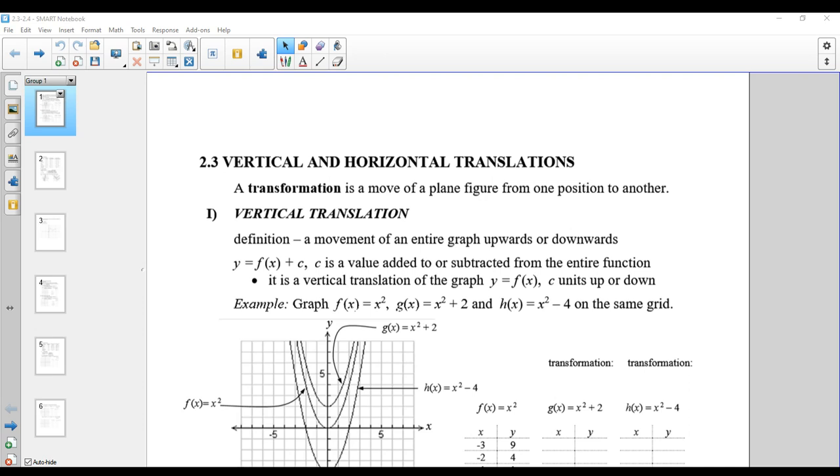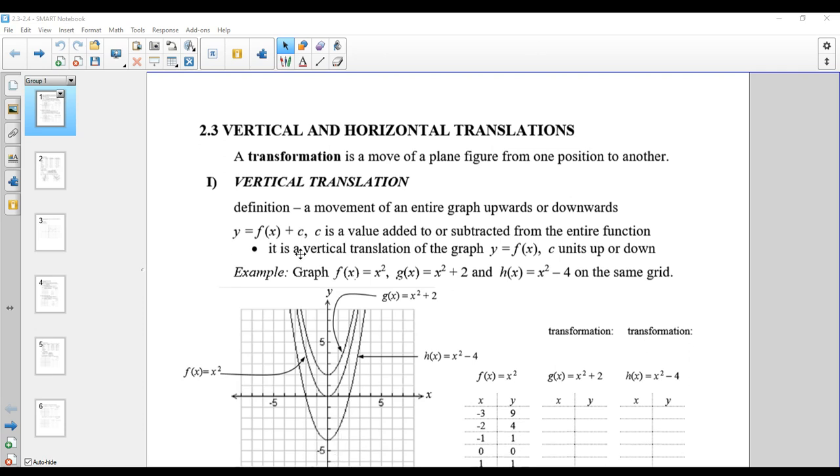The definition is the movement of an entire graph upwards or downwards. To do a translation up or down, as it says here, you take the function and you add on some value. C is a value added on or subtracted from the entire function, and that's a vertical translation. When you're doing something with your y's, think of y and f of x as being the same thing. When you're doing something to your y's, you're doing a vertical translation.